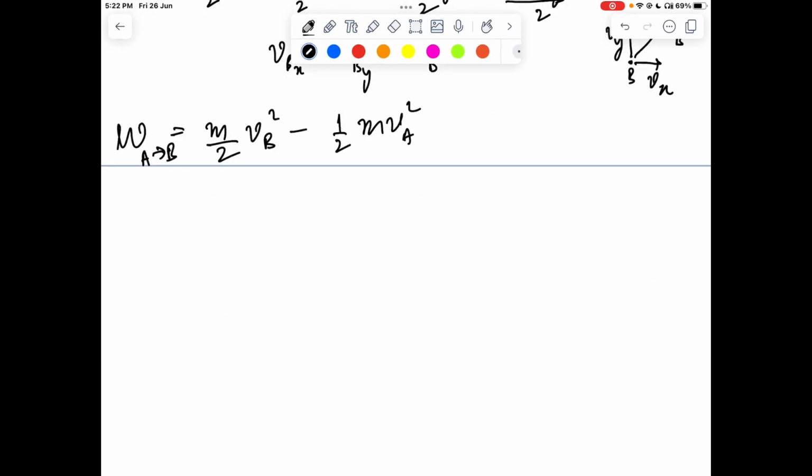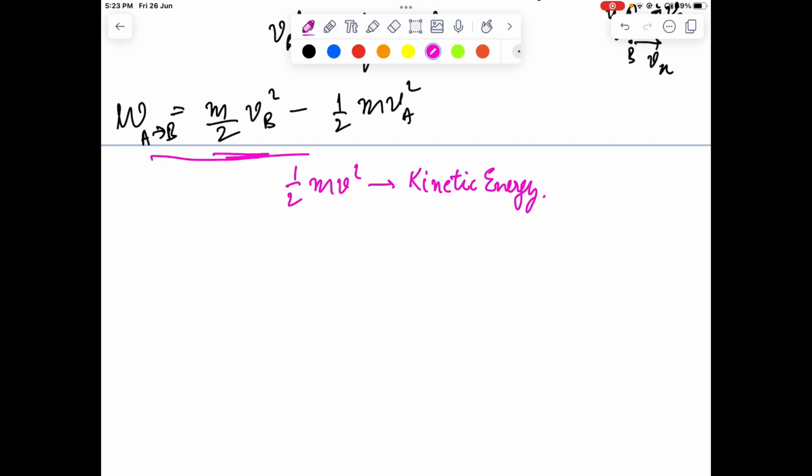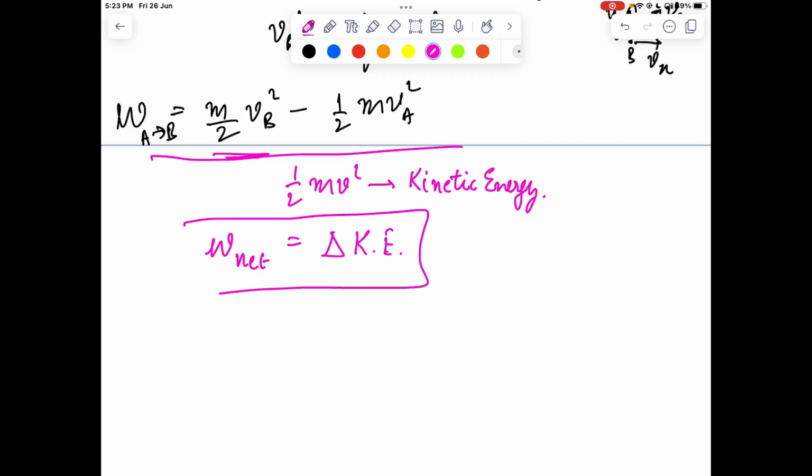Okay, so now this quantity, half mv square, is actually called the kinetic energy of the body. So what the work energy theorem finally says is that the net work done on any body is the difference in the kinetic energy of the body. That is the work energy theorem.